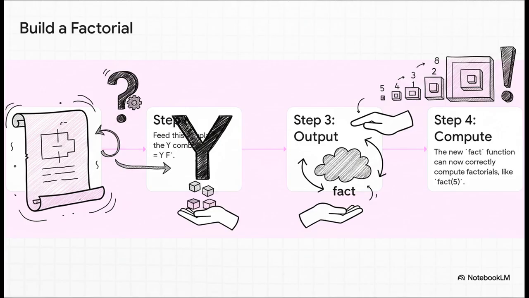And that's our cue. We feed this template into our Y Combinator factory. The Y Combinator takes that empty slot for the recursive call and cleverly wires it back to the function itself, producing a new, complete factorial function. And just like that, the puzzle is solved.